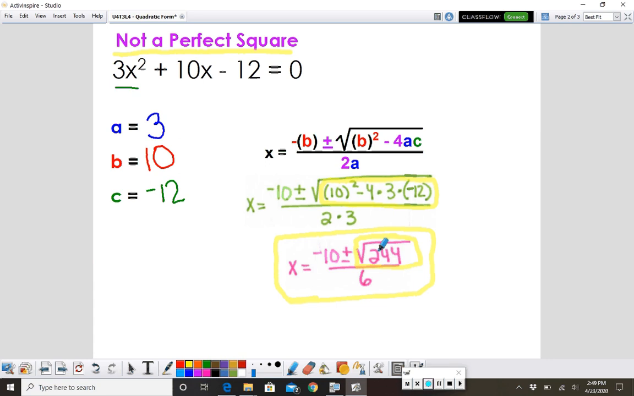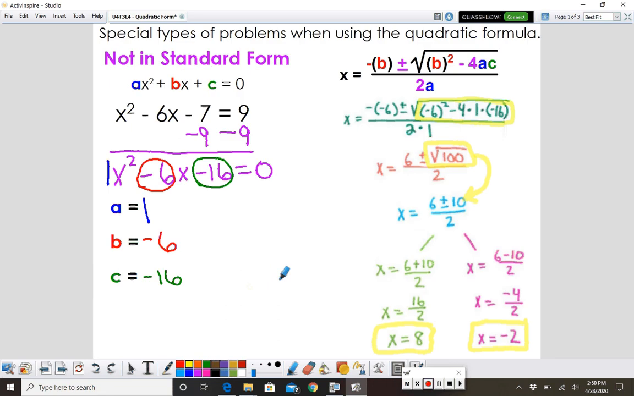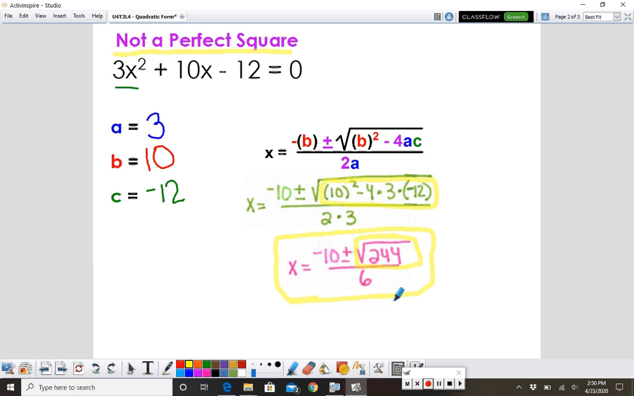Now, if you take your square root and you get a whole number, or even if you get a nice decimal, like let's say it was 15.5, then we would do what we did over here, where we would find the two solutions. But anytime you get a big giant decimal, just leave your answer like this. This is our radical form, and we're just going to leave it like that.